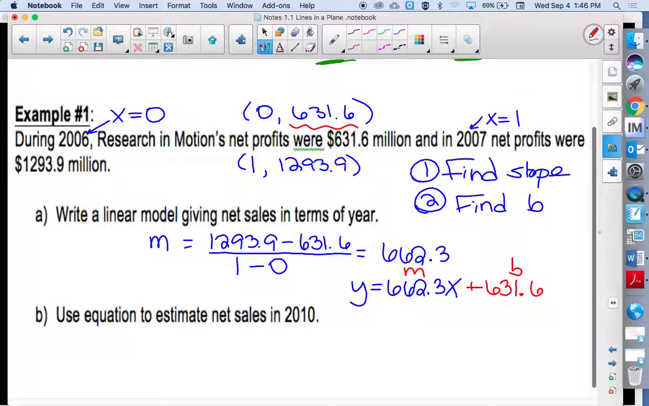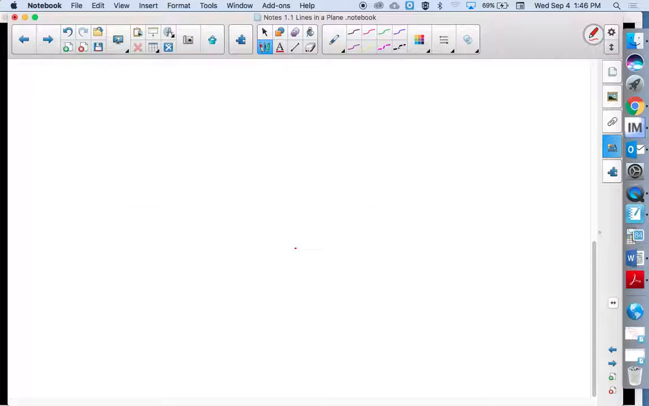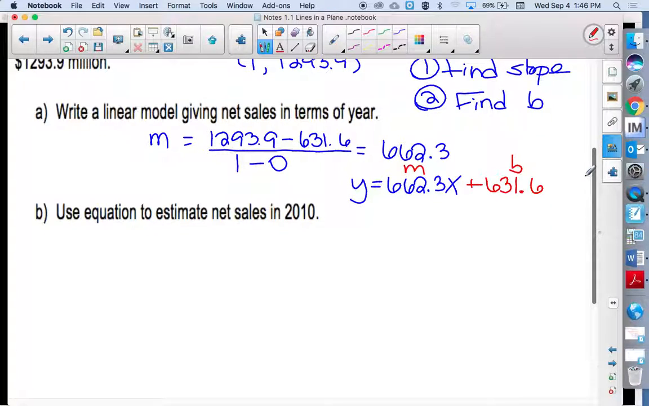So we have our linear model. We're going to use that to estimate the net sales in 2010. What would you do to estimate the net sales in 2010? Yeah. So 2010 is 4 years after the initial 2006 year. So we would plug in a 4 for x. Guess you might need a calculator for this.